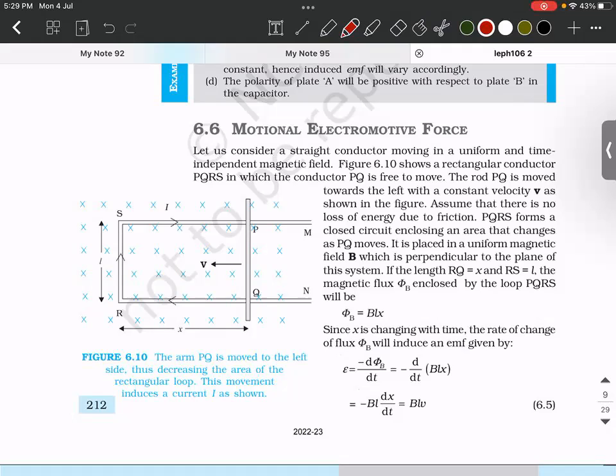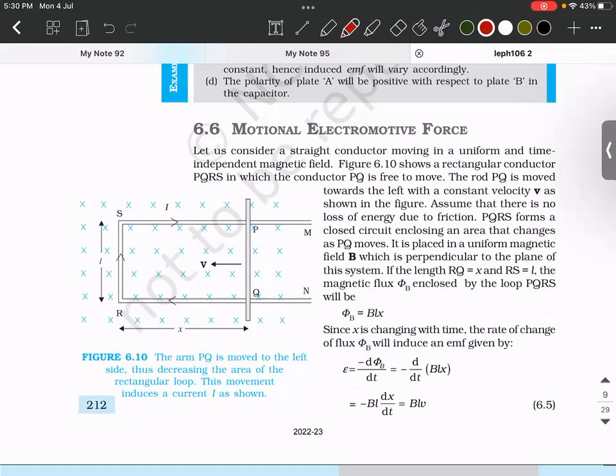Listen. Suppose I have a rectangular shaped railing, which is basically a frame. I have a rectangular shaped metallic frame on which there is a conductor placed like this. The frame is fixed, whereas the conductor has a provision to move left and right, like how it is shown in the diagram.